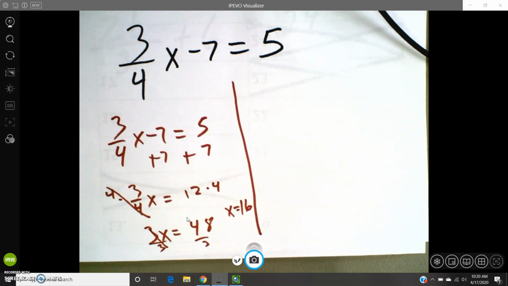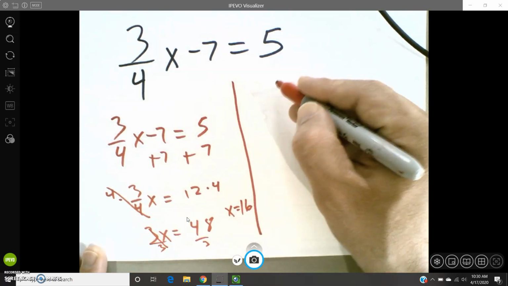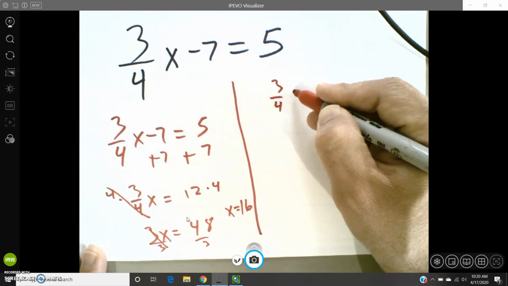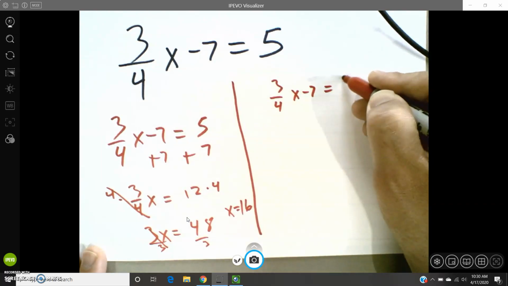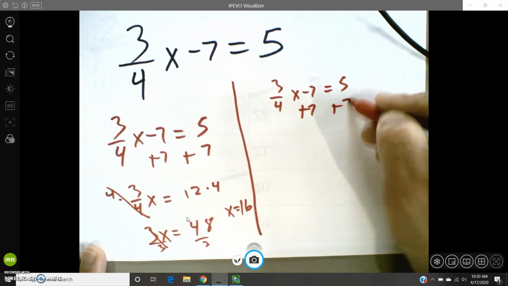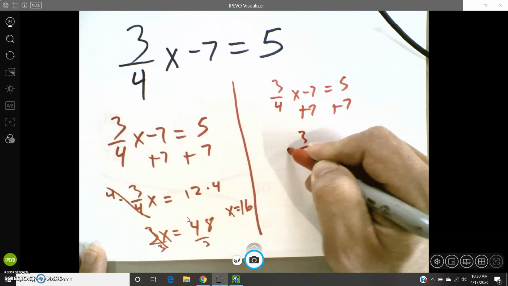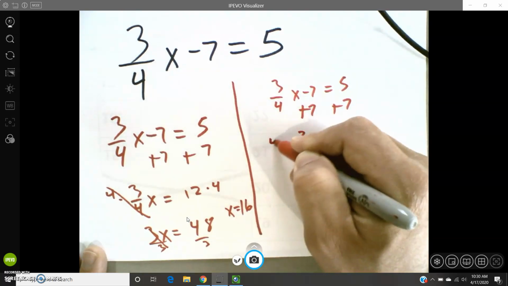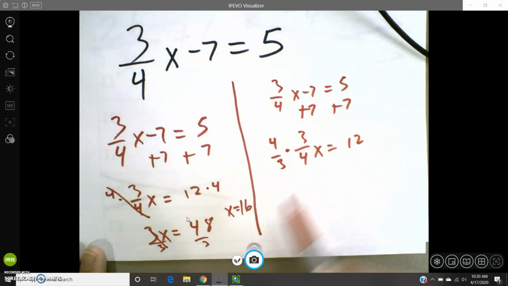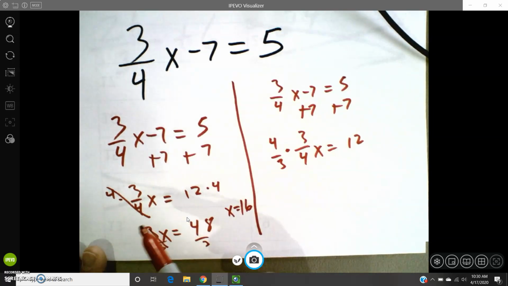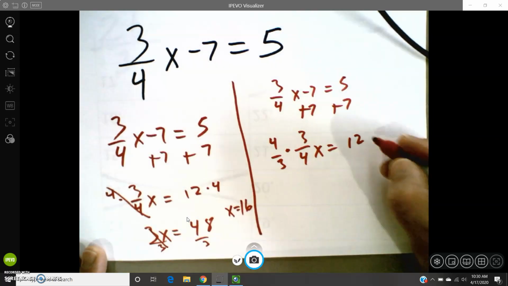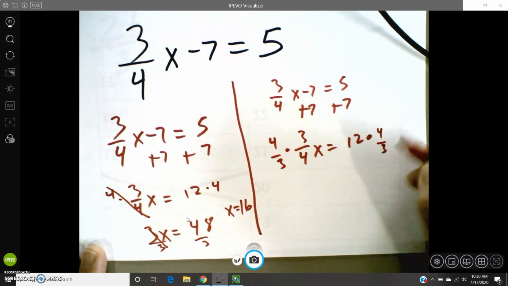So let's take a look at the problem in a slightly different way. We're still going to copy the problem the same way. We're still going to add 7 first to both sides. And now we're going to multiply both sides by the reciprocal. So it's essentially taking what took us two steps on this side and just finishing it in one step.